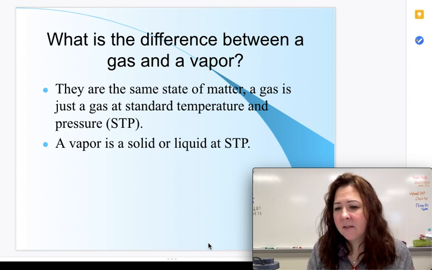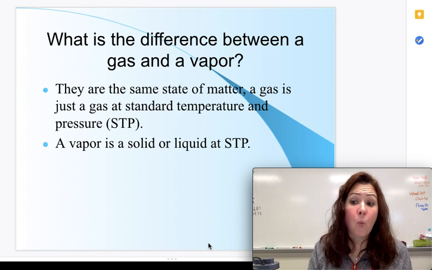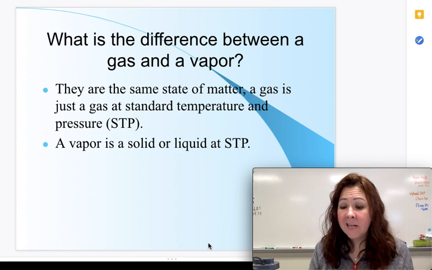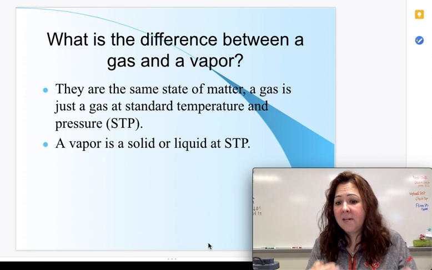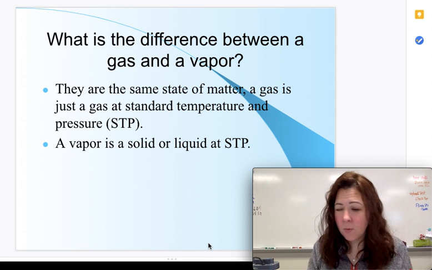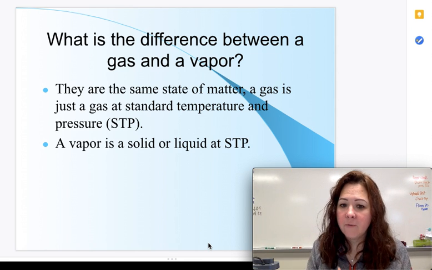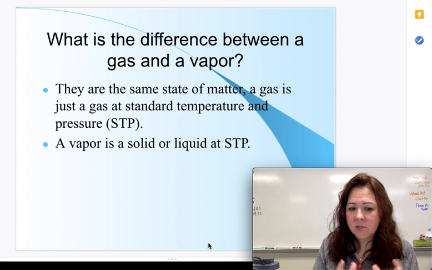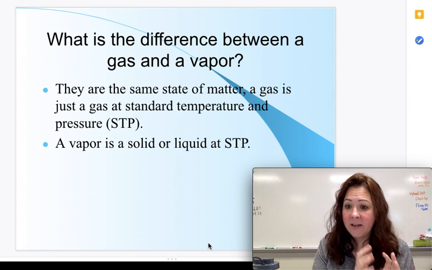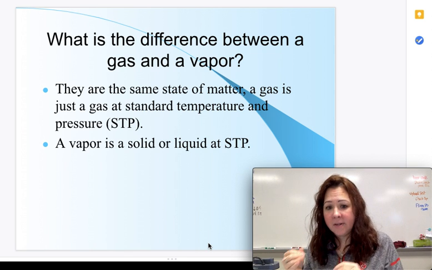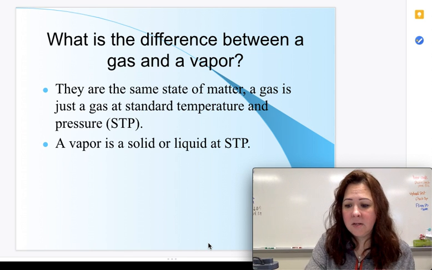If something says that it's a vapor, something like water vapor, that means that at STP, it's a solid or a liquid. So they forced it into the gas state by changing the temperature or by changing the pressure, because remember, your state of matter is both temperature and pressure dependent. So there is a technical difference there. It just depends on what state of matter it is at STP. A gas is a gas at STP. A vapor is actually a solid or a liquid at STP.